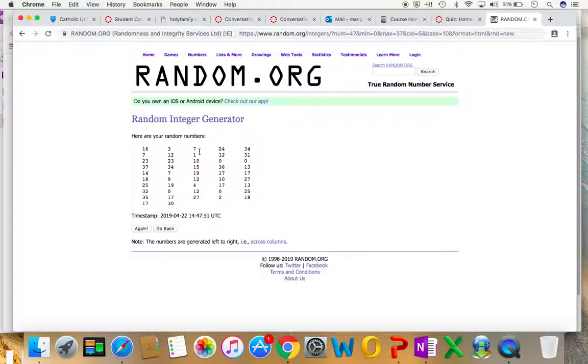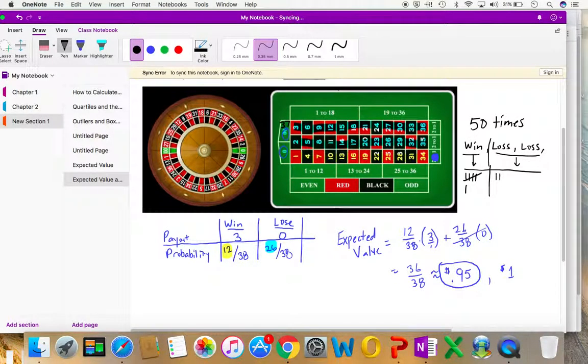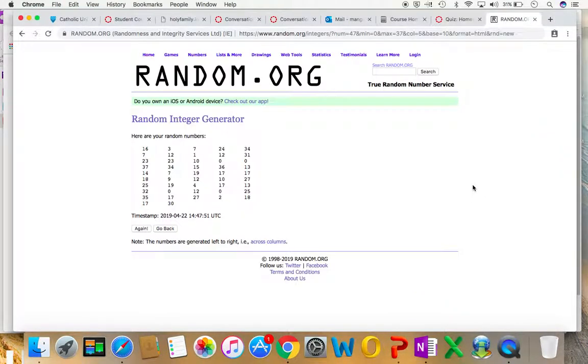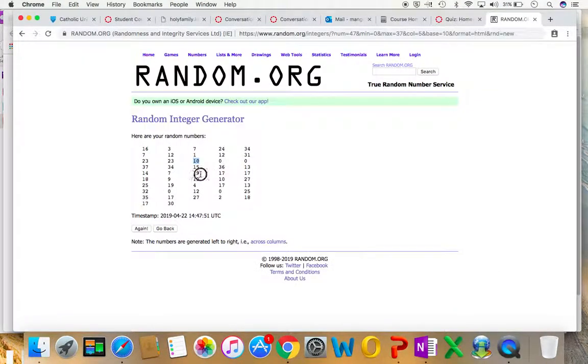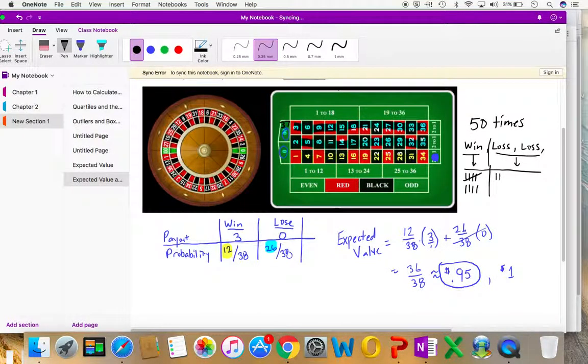Okay, so 7 and 1, I believe, are both on the list. So we're going to chalk up 2 more wins. 1, 2. 10, I don't believe. No, I'm sorry, 10 is on the list. 15, not on the list. Is 19 on the list? 19 is on the list.